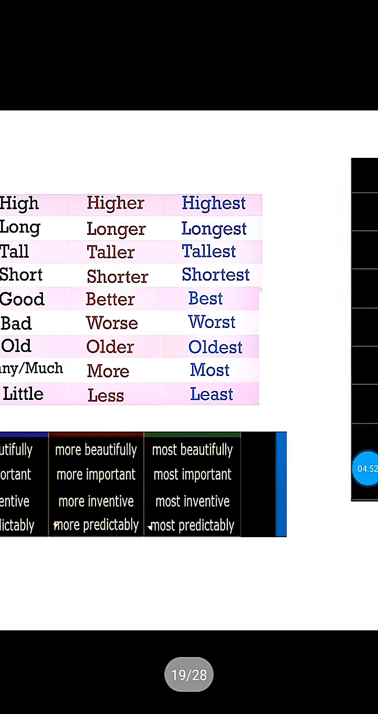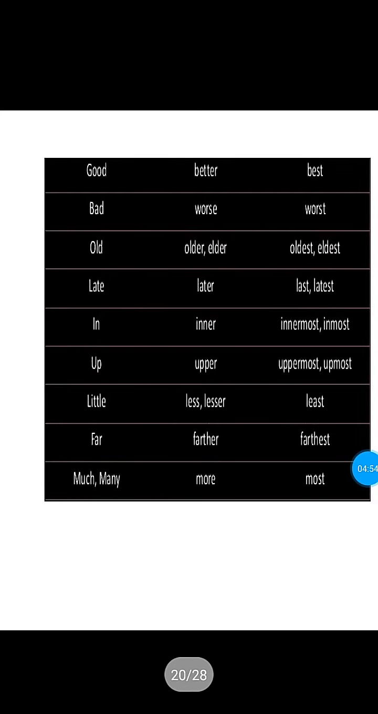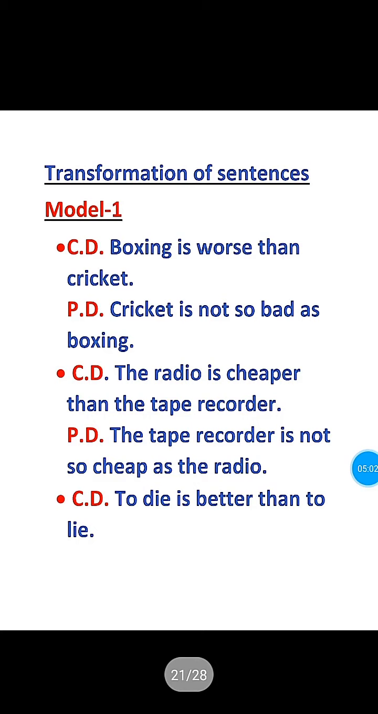Good, better, best. Bad, worse, worst. Like that, some more examples also I have given here. Now, let us see the transformation of sentences. How can we change from positive to comparative or comparative to superlative? Like that, how to change means now I will explain. Some models are also there.